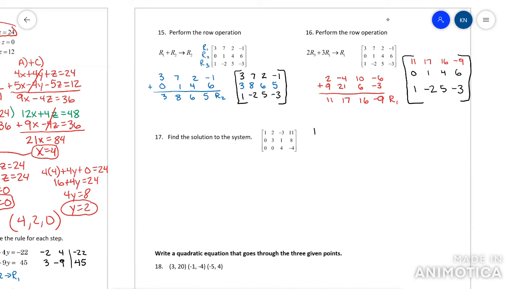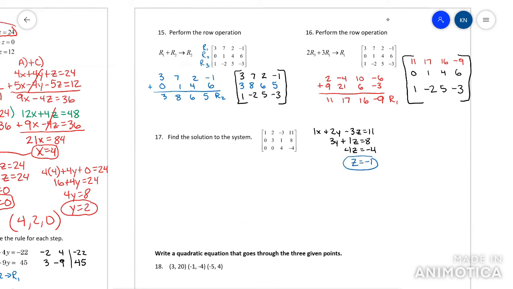So like 1x plus 2y minus 3z equals 11. 3y plus 1z equals 8. And then 4z equals -4. Now I'd just go solve this system. We did one just like this already, but basically they're giving you z right here because you just divide by 4, so you know z is -1.